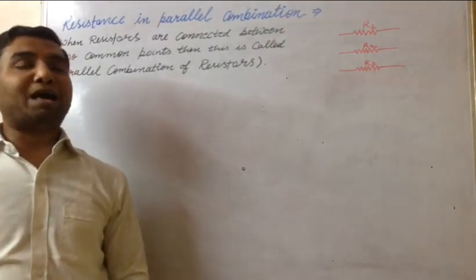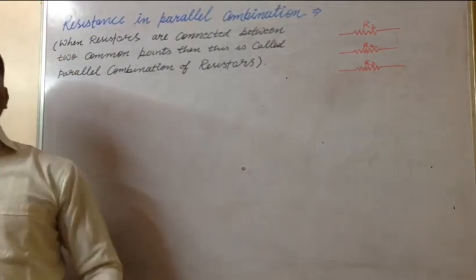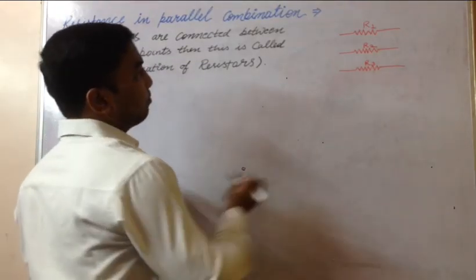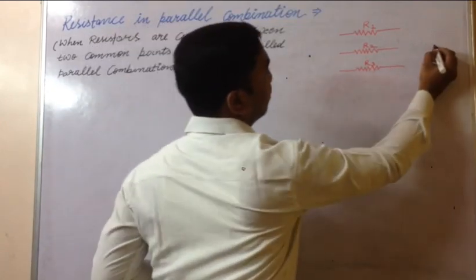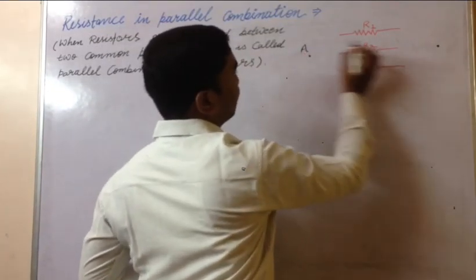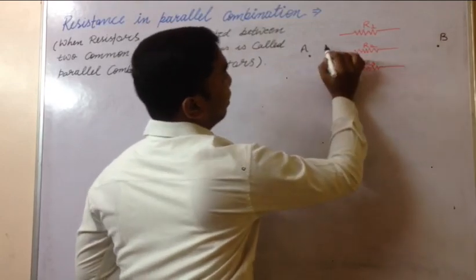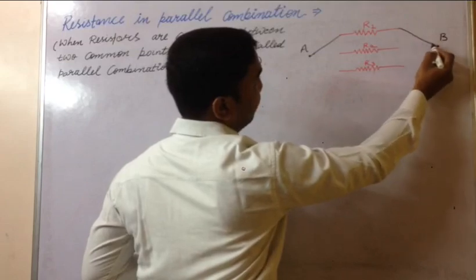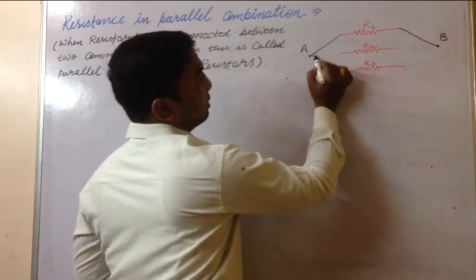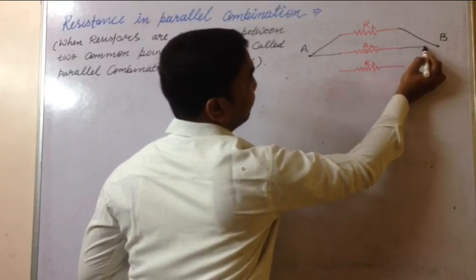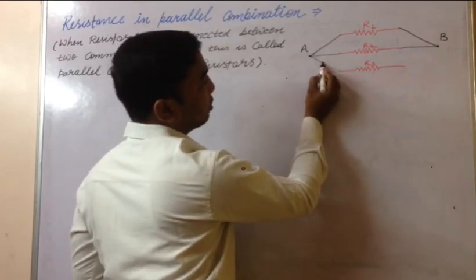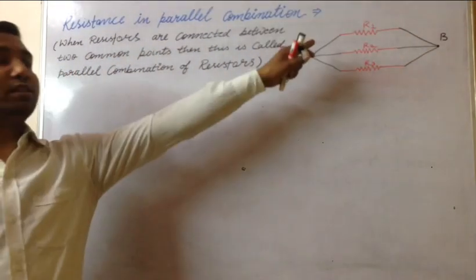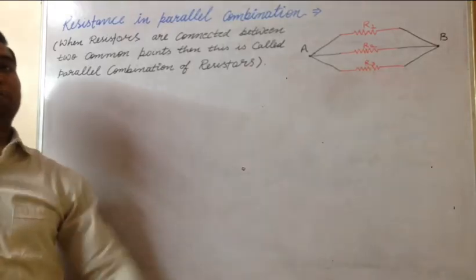And what is the condition of parallel combination? All resistors should be connected between two common points. So let's take two common points. This is my point A and that's my point B. How can you connect all these resistors between two common points? The first resistor is connected between A and B. The second resistance is also connected between A and B. And the third resistance is also connected between A and B. Now all three resistors are connected between two common points.